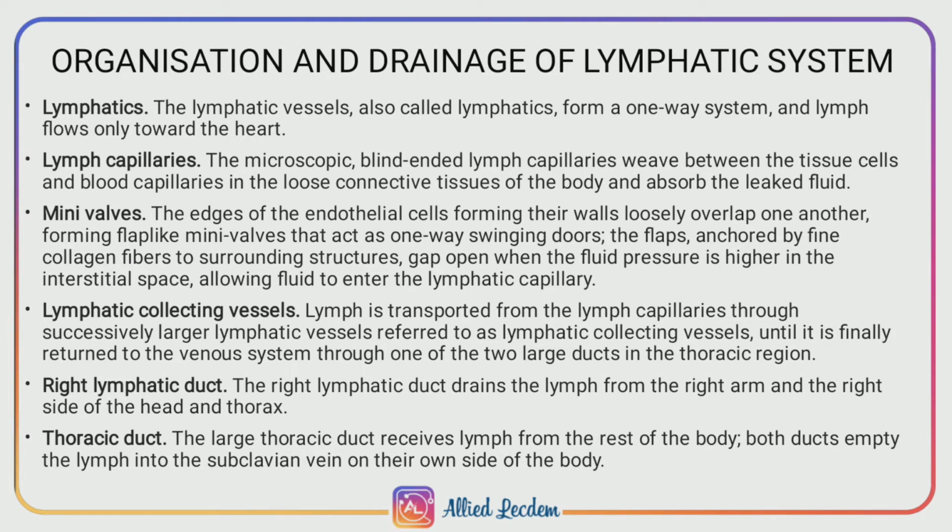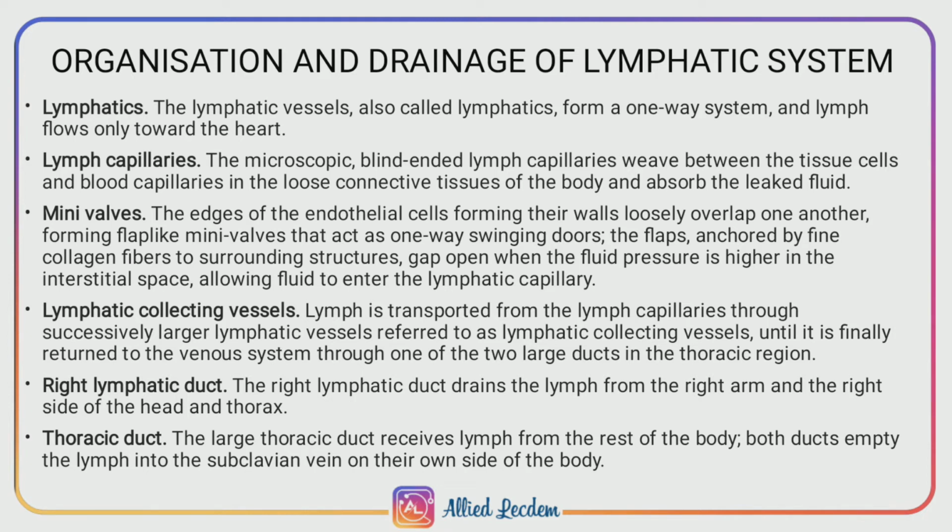And mini valves. It is self-explanatory. As we saw, it is a one-way system, so a valve will be present which mimics the property of a vein. The edges of the endothelial cells forming their wall loosely overlap one another, forming flap-like mini valves, which are anchored by collagen fibers to surrounding structures. When the fluid pressure is higher in the interstitial space, fluid is allowed to enter into the lymphatic capillary.